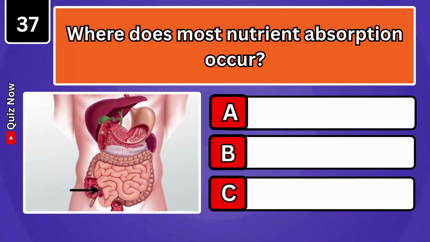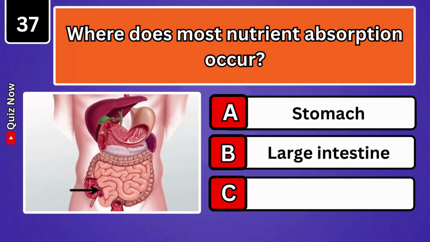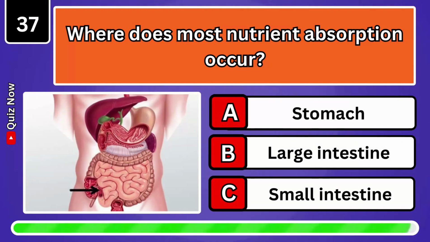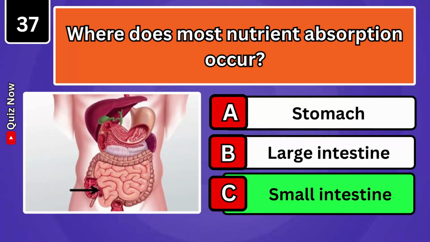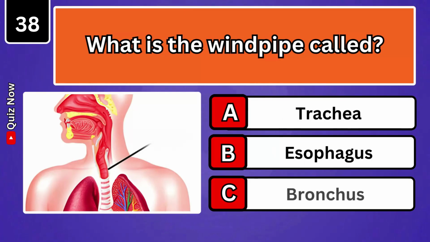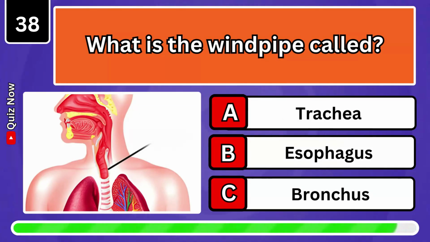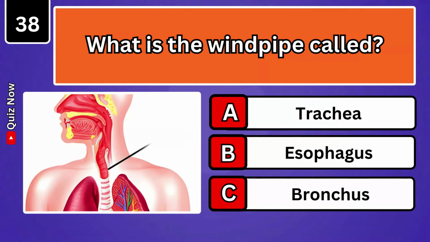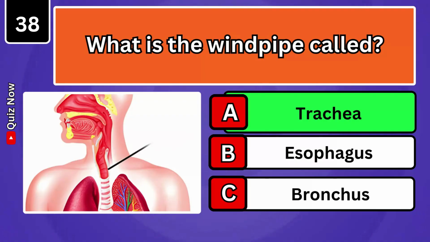Where does most nutrient absorption occur? Small intestine. What is the windpipe called? Trachea.